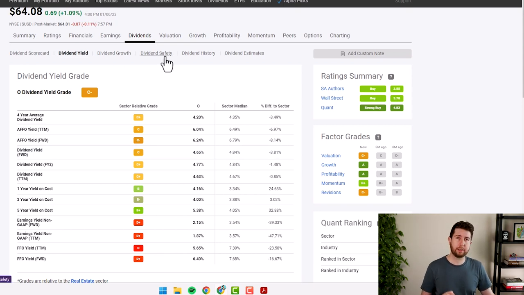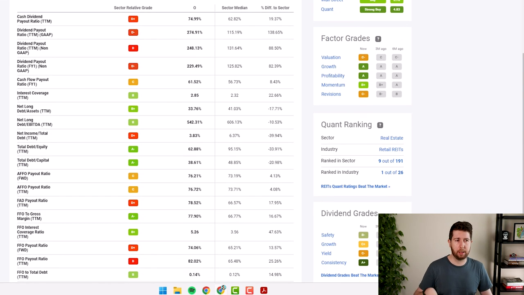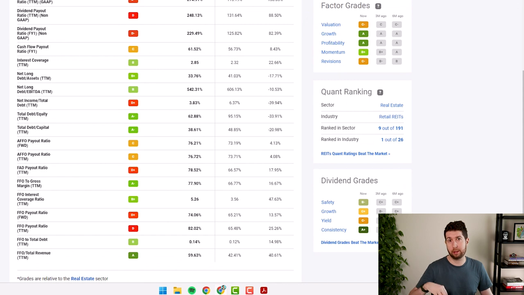Let's see also the safety of the dividend. Again, the payout ratio calculated with the adjusted funds from operations tells us 76%, which is anyway lower than 80%, that was my target, my bar. Yes, the company satisfies my criteria. I consider this company cheap right now because of what we saw.